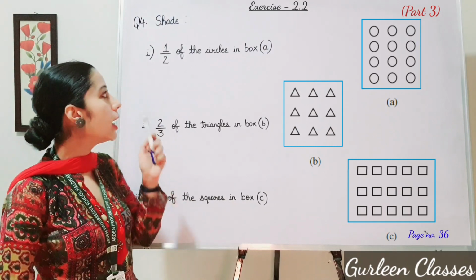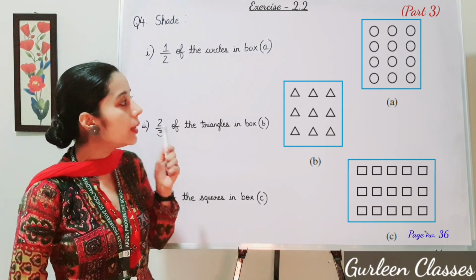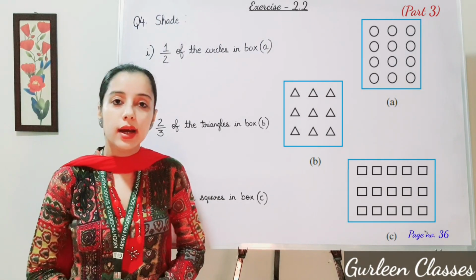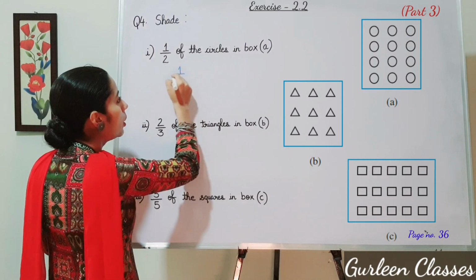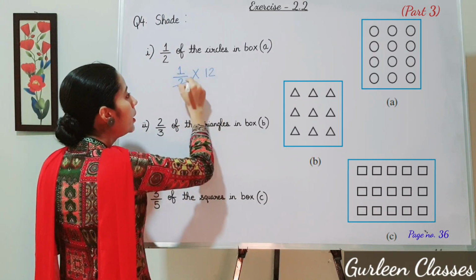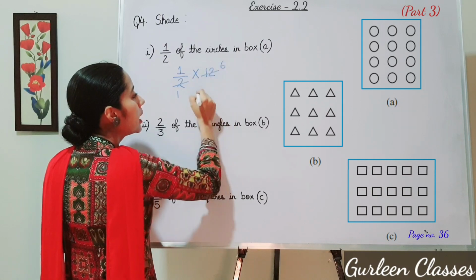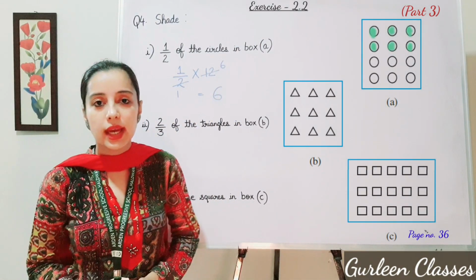First part, 1 upon 2 of the circles in box A. Students, just count how many circles are there. Total there are 12 circles. So now how we will find out? 1 upon 2 of means multiply 12. 2 ones are 2, 2 6 are 12. So total 6 circles will shade in box A.